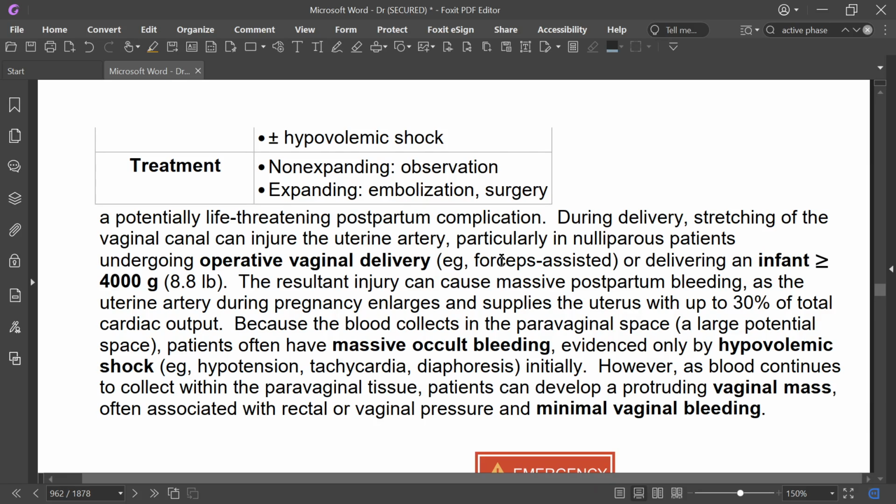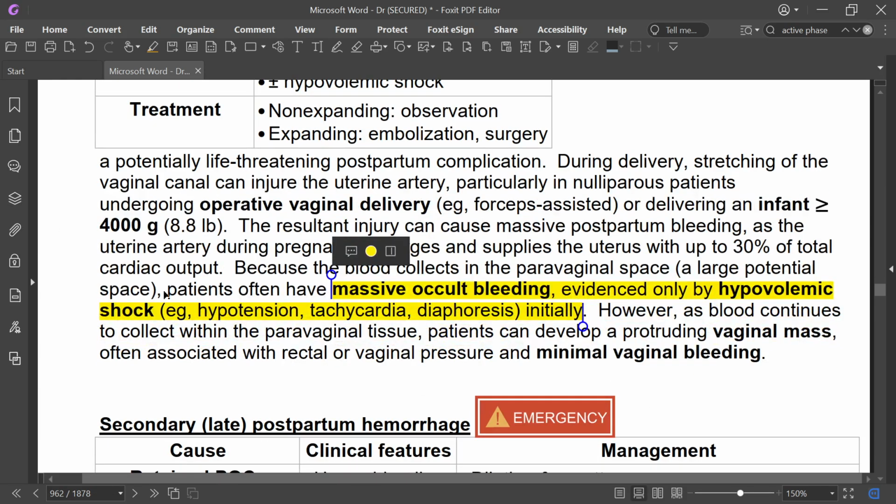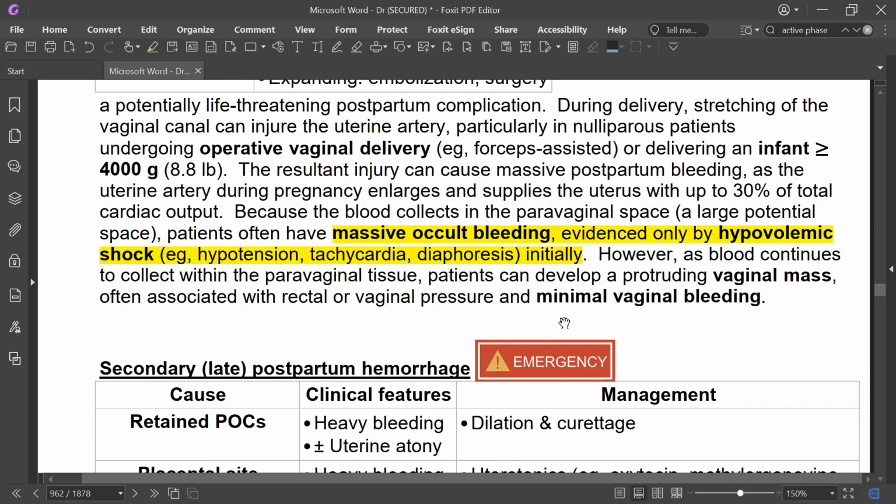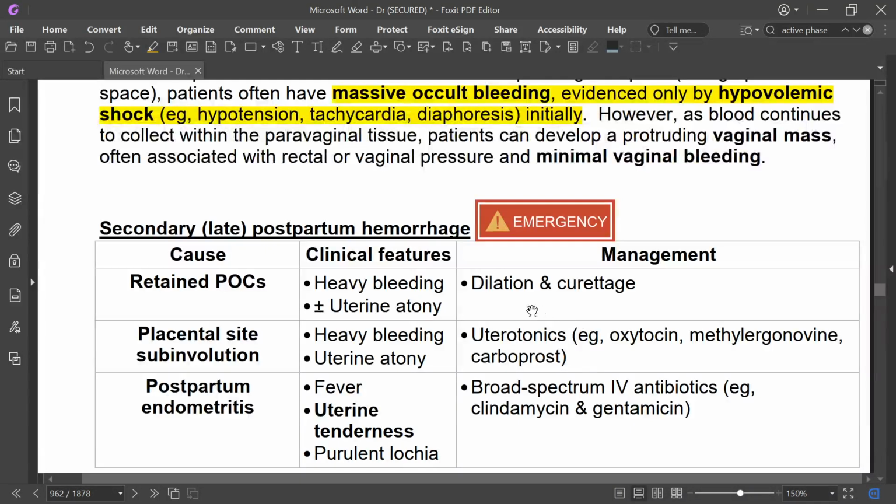The blood collects in the paravaginal space, a large potential space, which can cause massive occult bleeding evidenced by hypovolemic shock initially. However, as the blood continues to collect within the paravaginal tissue, the patient can develop a protruding vaginal mass associated with rectal or vaginal pressure and minimal vaginal bleeding.